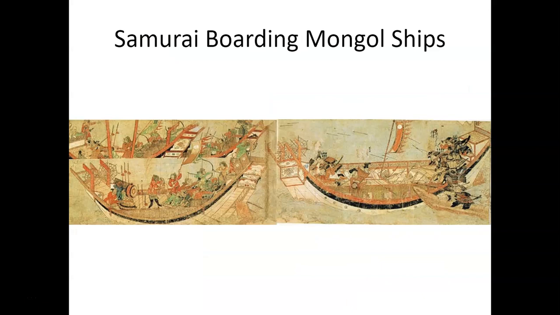Again, we looked at this piece of artwork in the last lecture. This is just, again, showing you the Japanese form of art. You can see it's more colorful than the Chinese here, and this is depicting the Japanese fighting off the Mongols.